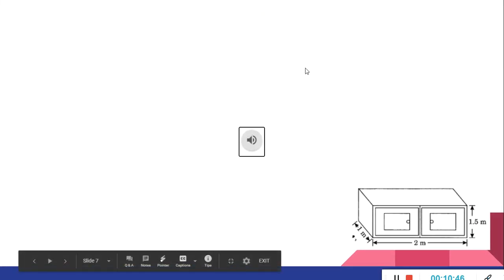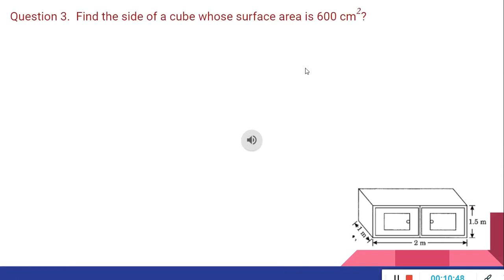Now third question. Find the side of a cube whose surface area is 600 centimeter square. Very simple question. Surface area is already given. We know the formula of a cube. Surface area of a cube is 6L square. So 6L square is equal to 600.